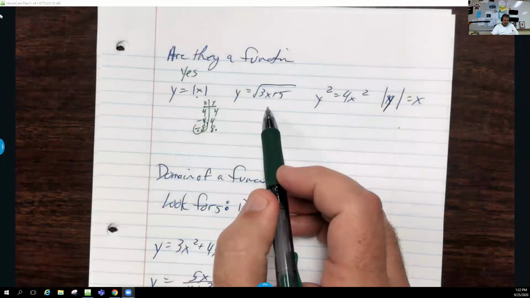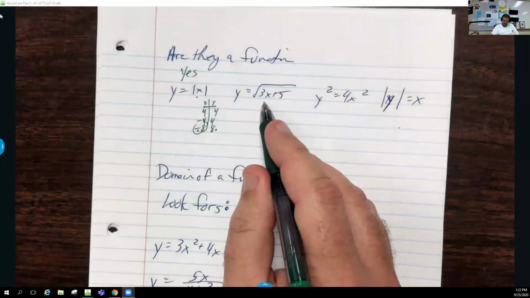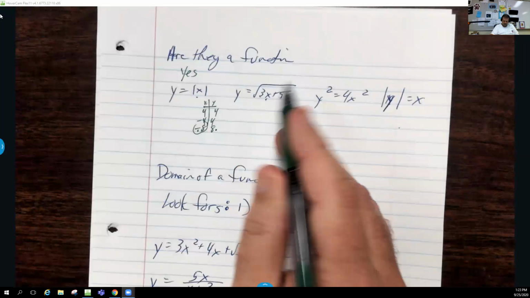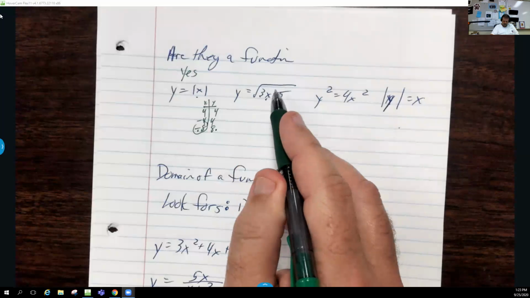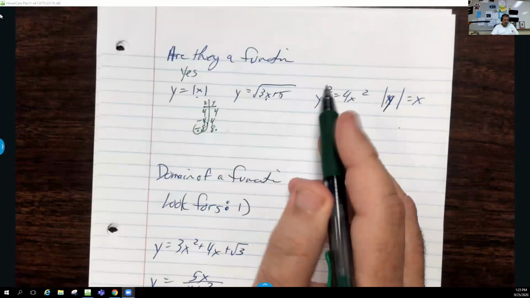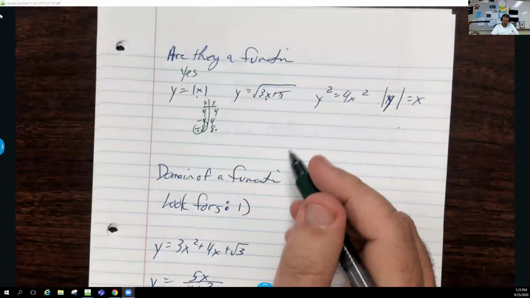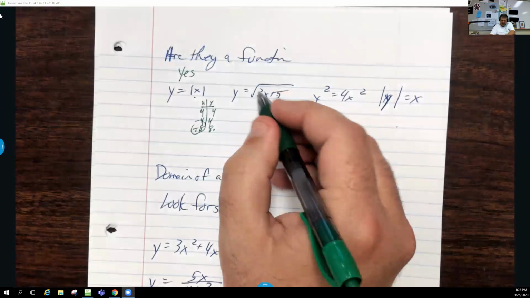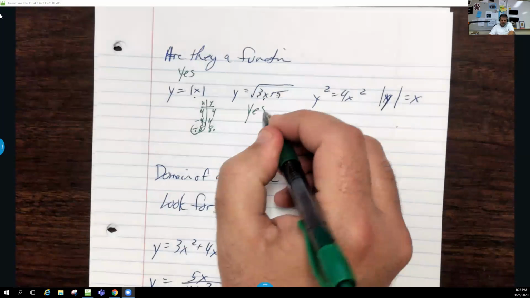So this one, okay, same idea. Plug in a number. 2 times 3 is 6. 6 plus 5 is 11. I always get the square root of 11. Okay. And basically, because you always have the same number, so this is also a yes.